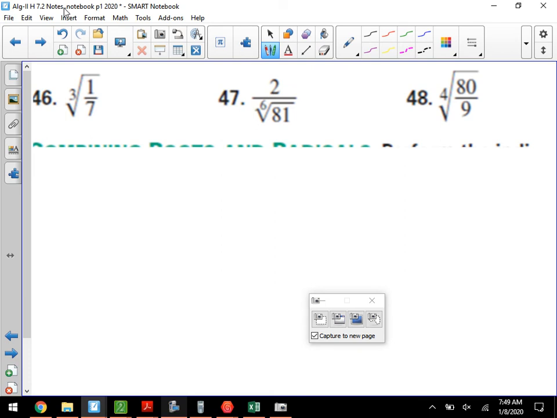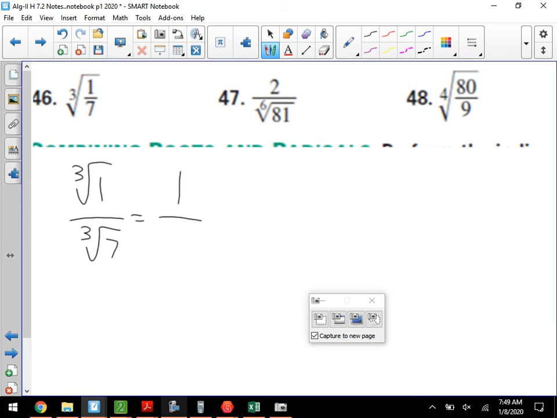First thing I'm going to do is, within most of these things, since it's the cube root of 1/7, that means it's the cube root of 1 or the cube root of 7. Okay. Now, when I split that up, what's the cube root of 1? 1. So I'm not going to worry about that.